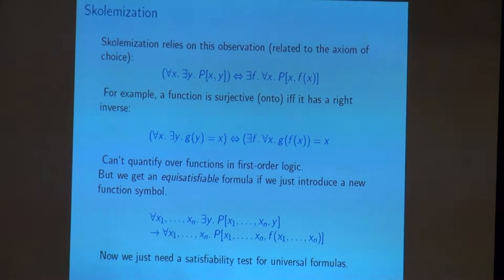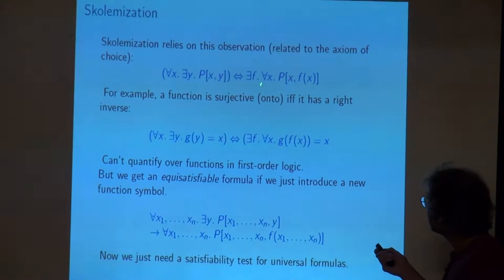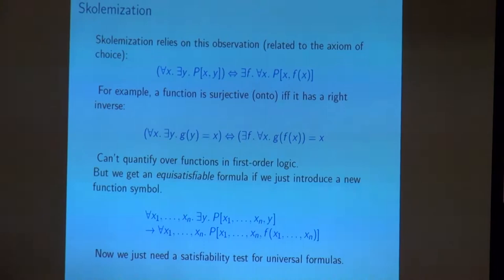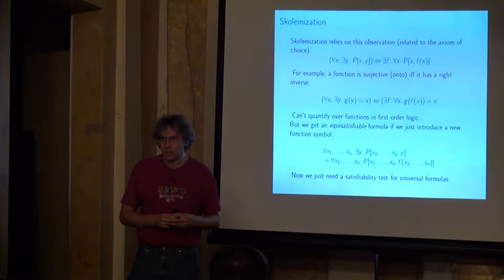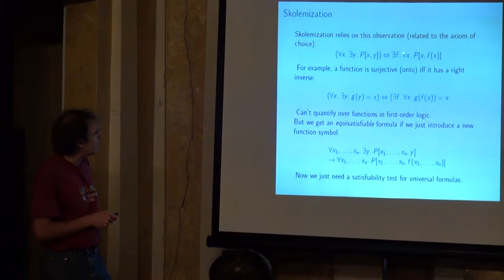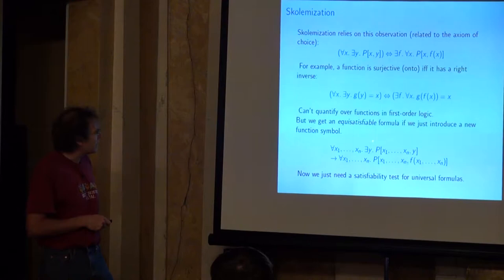So I said that this is a basic technique in classical first-order logic, but how can that be given that the right-hand side of that isn't a first-order formula? It's not a first-order formula because we're quantifying over functions, not just over elements of our domain. Well, it's true that in first-order logic, we can't actually express that as a logical equivalence. But we can do something a little bit like what we did with definitional CNF. We can introduce new symbols. So instead of saying there exists an f, we can introduce a new function symbol f and let the existence be implicit.